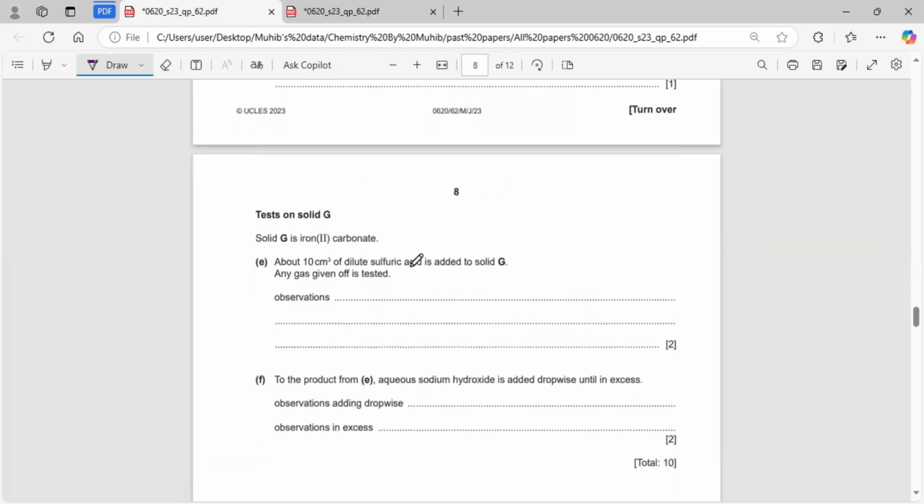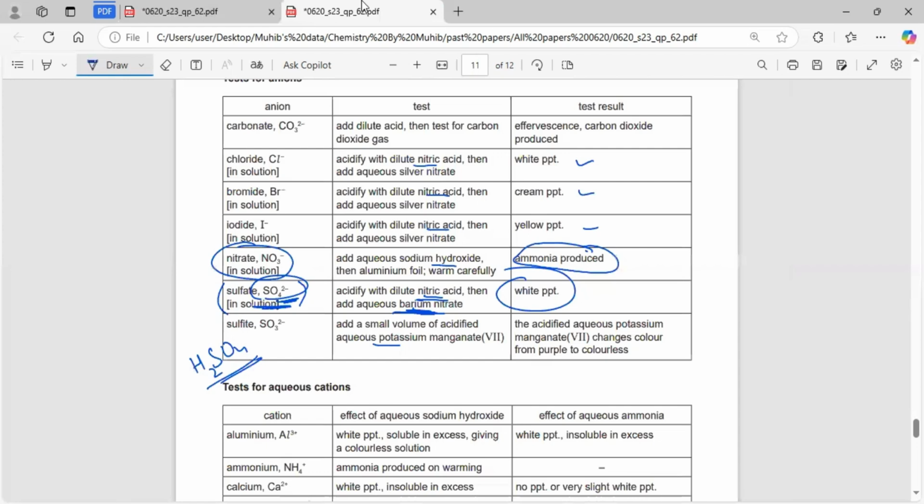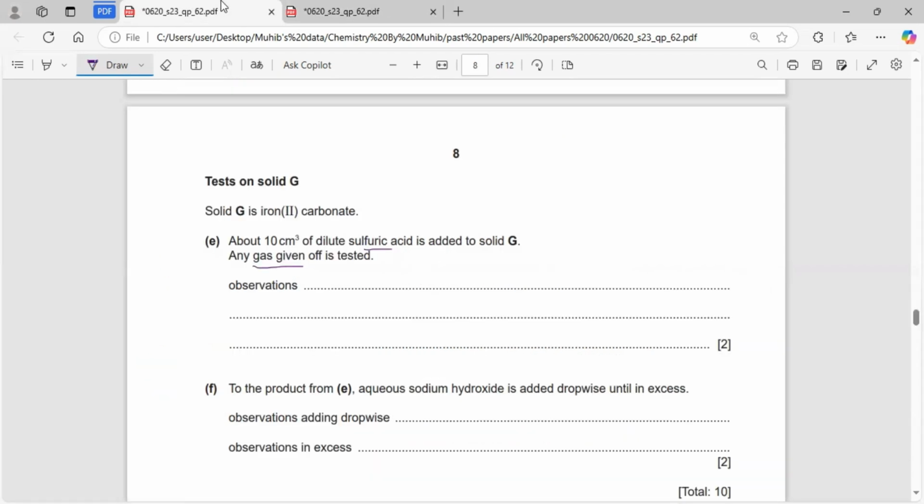This is all conceptual. Now solid G is iron carbonate. Again, look at here carefully. Solid G is iron carbonate. You are going to add sulfuric acid to this carbonate. A gas is given off. Now the table again. Whenever you add dilute acid to carbonate, carbon dioxide will be given off, right? Effervescence will be produced, and the gas is carbon dioxide, right?